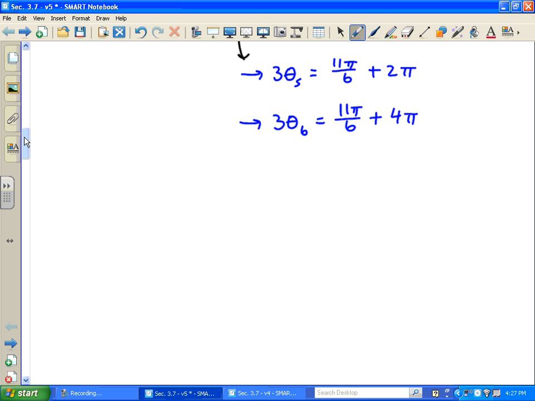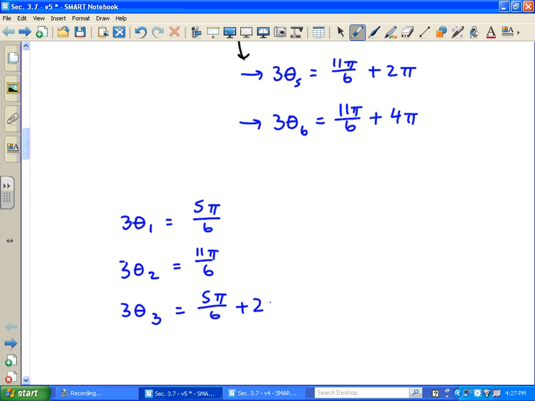So let me reorganize. Okay, 3 theta sub 1 was equal 5 pi over 6. 3 theta sub 2 was equal 11 pi over 6. 3 theta sub 3 was 5 pi over 6 plus 2 pi. There, I need to find a common denominator. Put 2 pi over 1, and then multiply the top and the bottom by 6. So this is 5 pi over 6 plus 12 pi over 6, which equals 17 pi over 6.